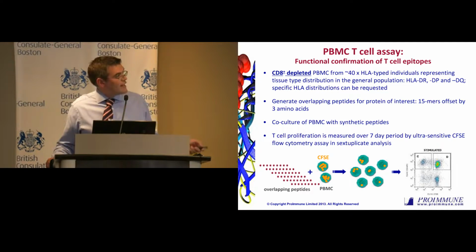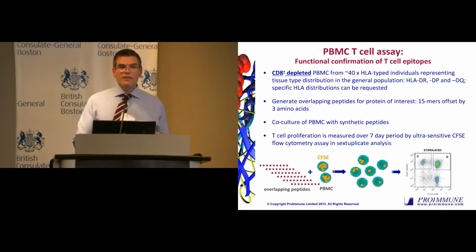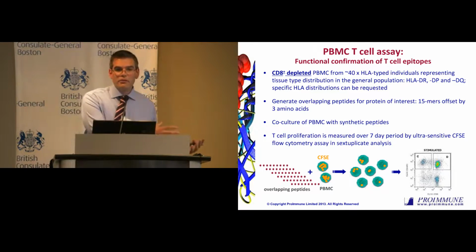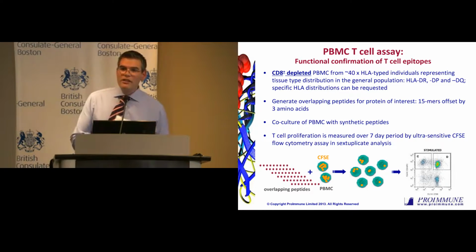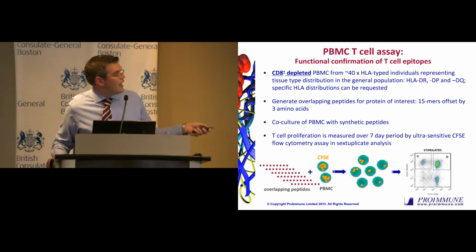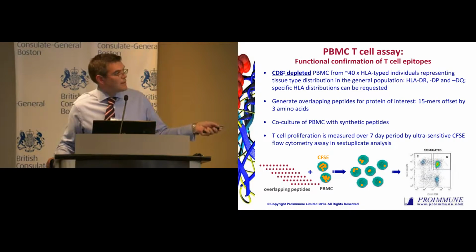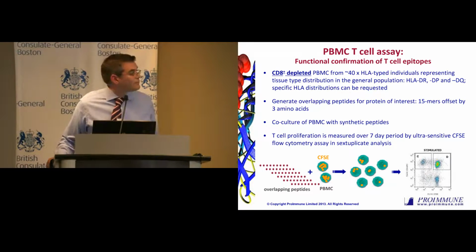Overlapping peptides are then generated for a protein of interest. If this is done from scratch, we would take, for example, a variable domain. If it was a novel scaffold protein, you might want to look at the whole thing, or you might want to look at a junctional region where potentially neoepitopes may have been introduced. Alternatively, we can take specific peptides that have been identified from Propresenter.